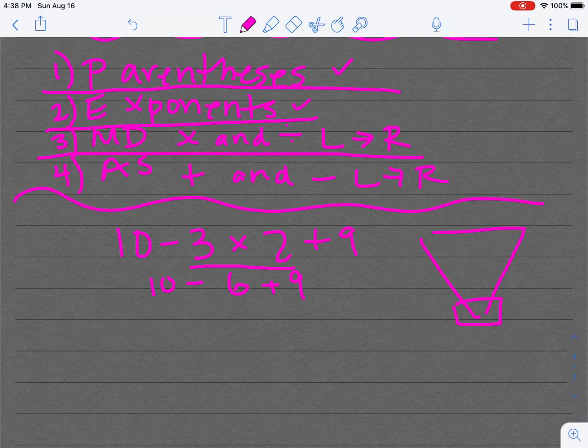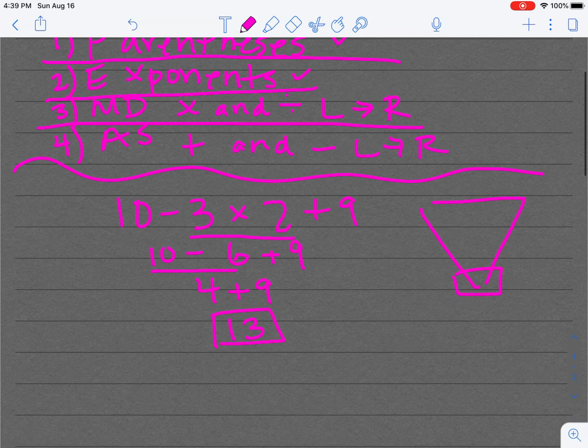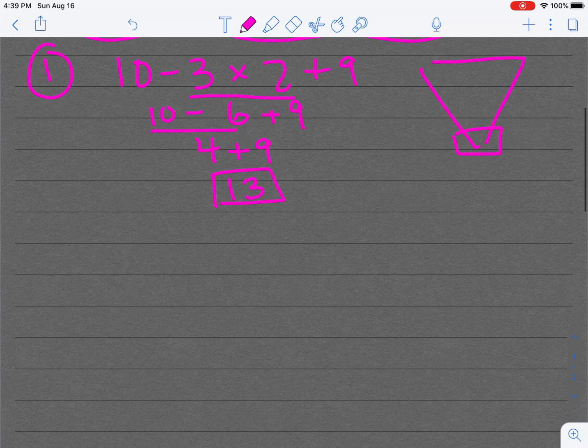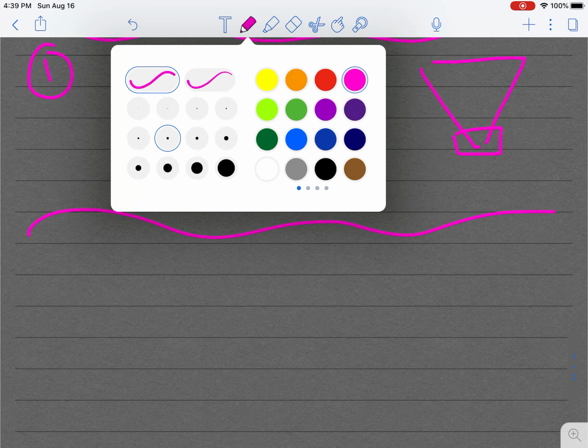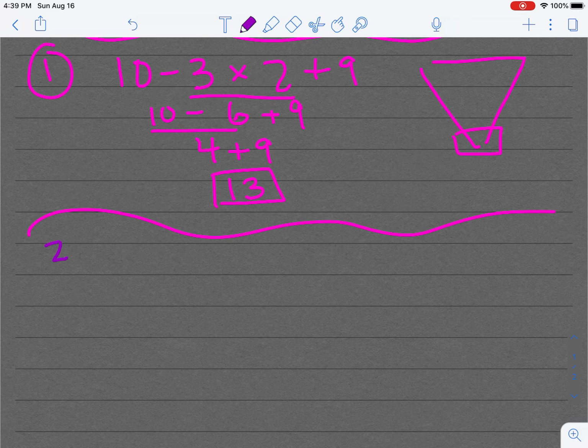So then we go to addition. We are done with all multiply and divide. Now we're going to go addition and subtraction left to right. So that means this happens before adding 9. So then 10 minus 6 is 4. 4 plus 9 will be our final step, and it's 13. See my triangle? Every time we want it to look like that. That was problem number 1. Number 2.